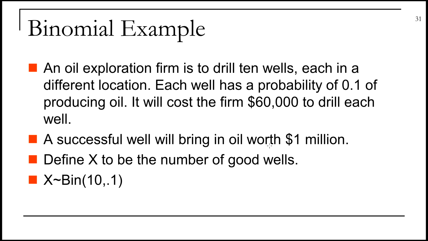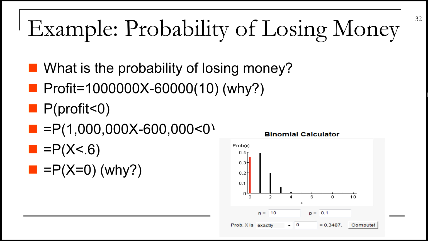The probability is 0.1 that it's a good well. The probability is 0.9 it's a bad well. Each well costs $60,000 to drill, but a successful well brings in $1 million. X is the number of good wells. X is going to be binomial 10, 0.1. What's the probability of losing money?